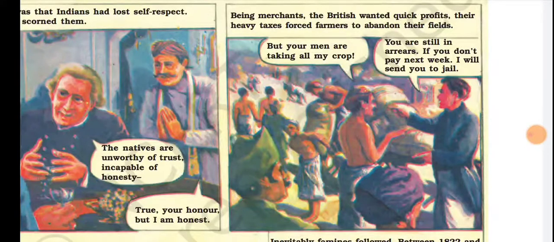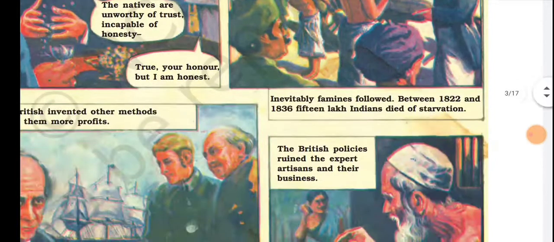But your men are taking all my crop. You are still in arrears. If you don't pay next week, I will send you to jail. You see that the farmers are complaining to the British officials that their men are taking all their crop or harvests. In return, the British official is warning the farmer that if he does not pay or clear his arrears, next week he will be put behind bars.